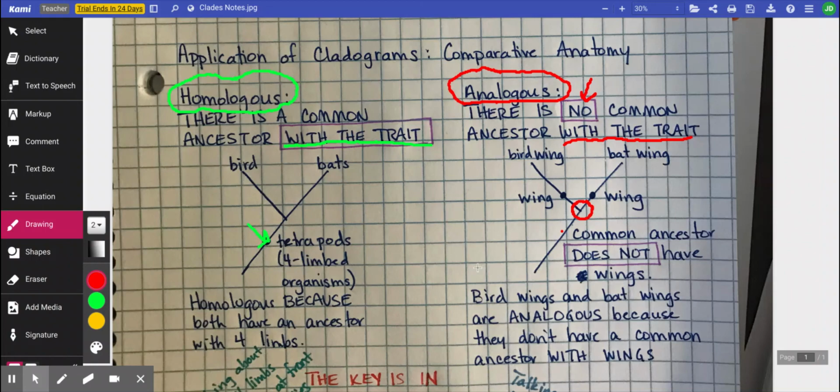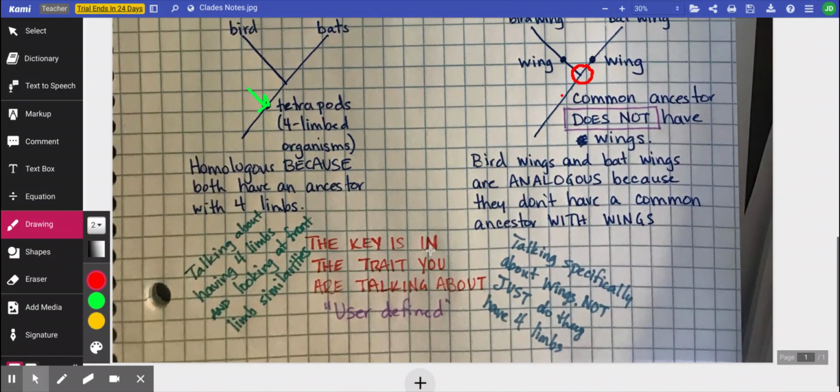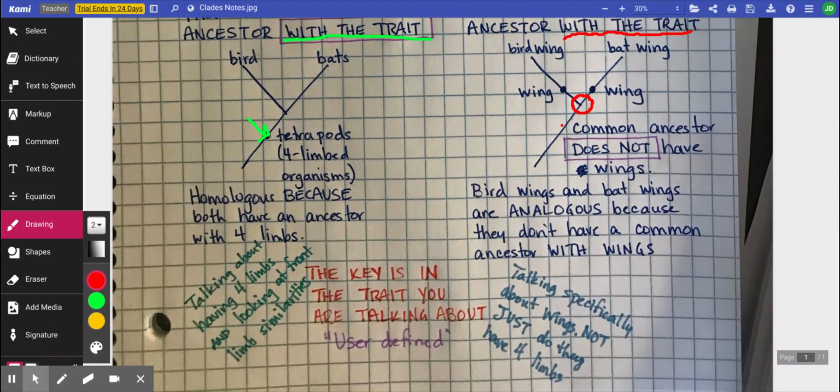All right. And what we talked about in our worksheet was bird wings and butterfly wings, which are very, very different. I wanted to use the bird wing and the bat wing because I wanted to show you how there's a real key to this. And the key is that when you're talking about homologous and analogous structures, we're really talking about user-defined traits. The key is in the trait that you are talking about.